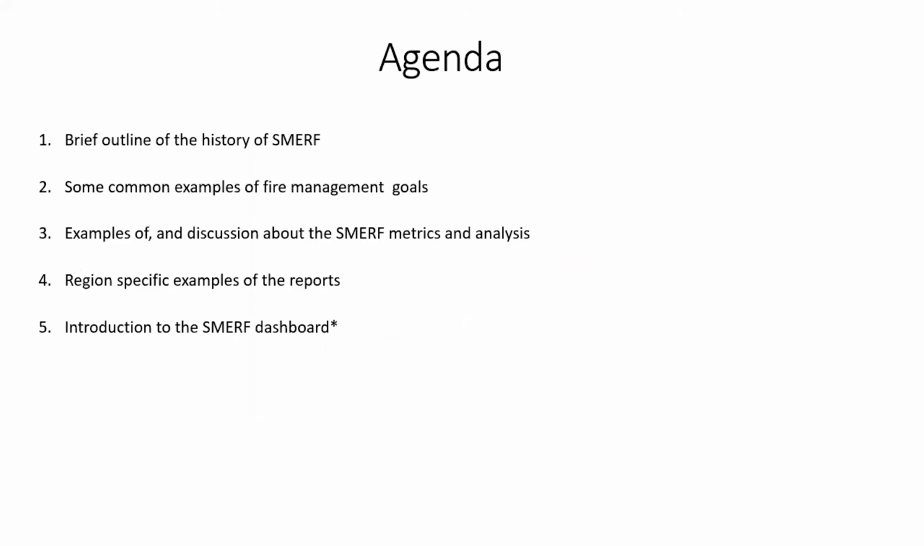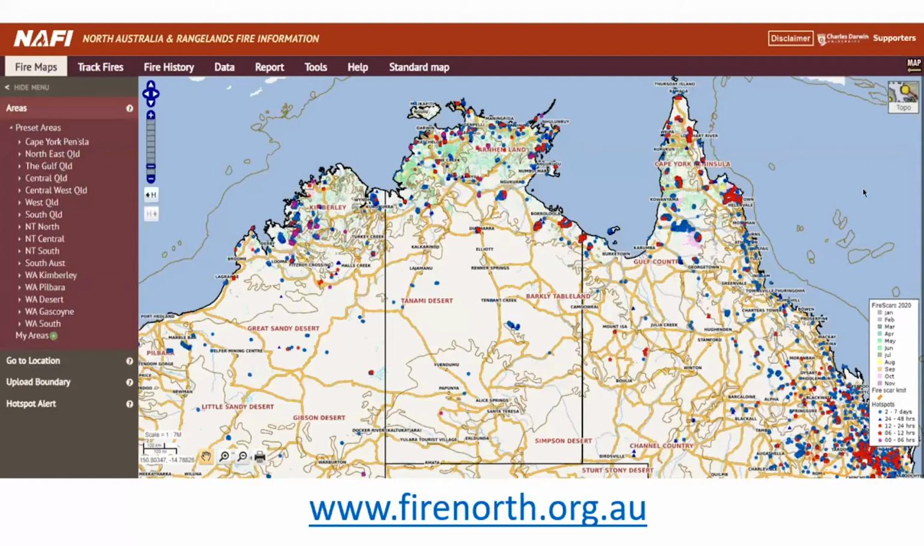So I've given you a bit of a brief outline. I'm going to talk about some of the common examples of fire management goals that people want to use these metrics for. I mean, why have we created this system? And then I'll give you some examples of what's going on. So as I said, all of the data are underpinned by NAFI. This is a screenshot from 7:30 this morning or something, some hideous hour I was up making this presentation. There's the web address there, www.firenorth.org.au. Peter Jacklin will be talking about NAFI next up.